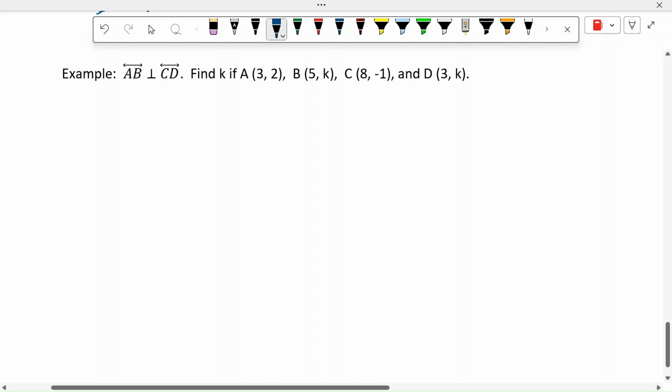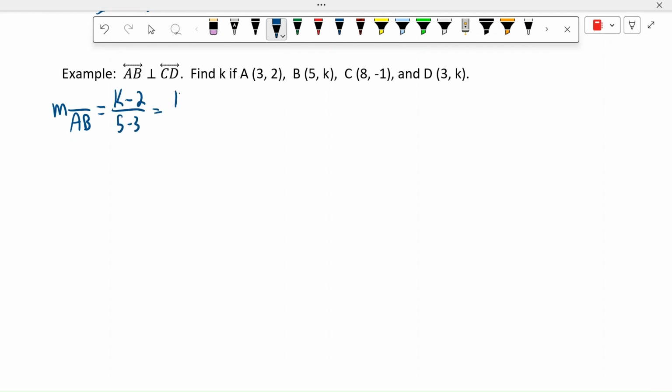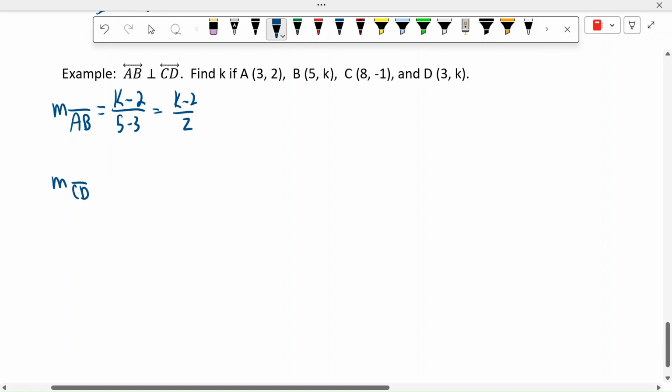One more in this example, and I would encourage you to pause it and see if you can get this started. I could draw it again. I don't think the drawing helped me a whole lot, so I'm just going to go straight for the slopes. The slope of AB is (k minus 2) over (5 minus 3). That's k minus 2 over 2. The slope of CD is equal to (k minus negative 1) over (3 minus 8). So that's k plus 1 over negative 5.